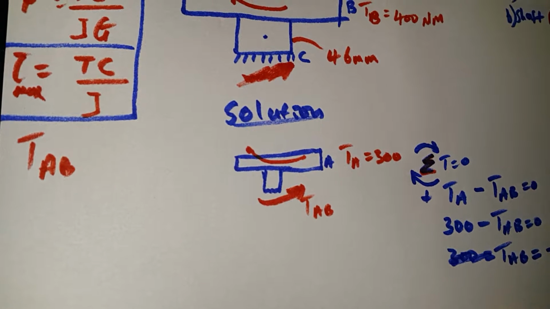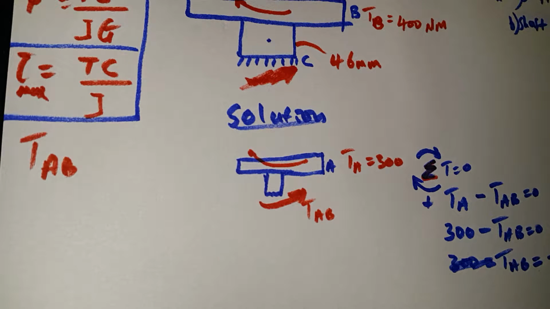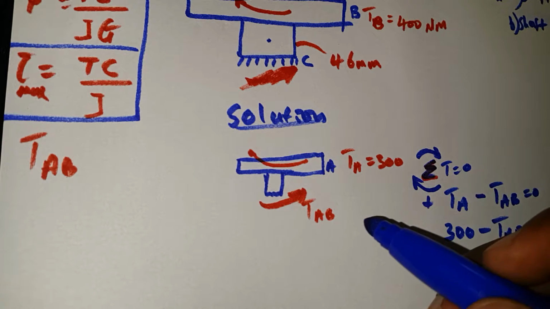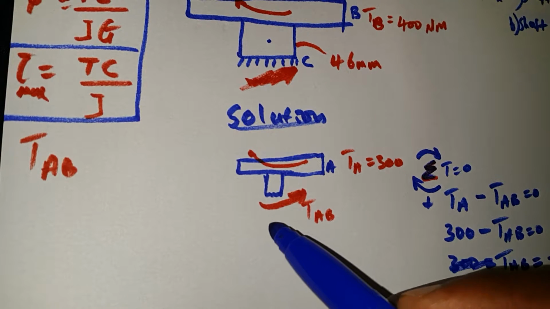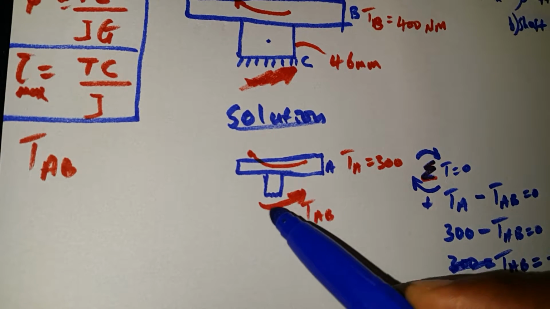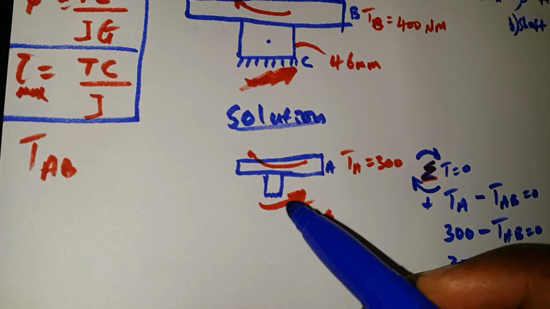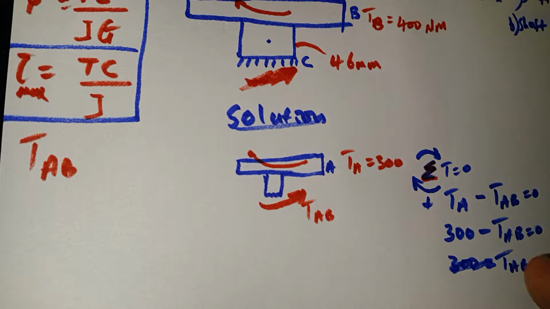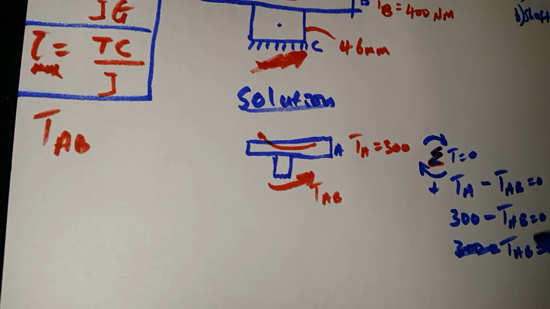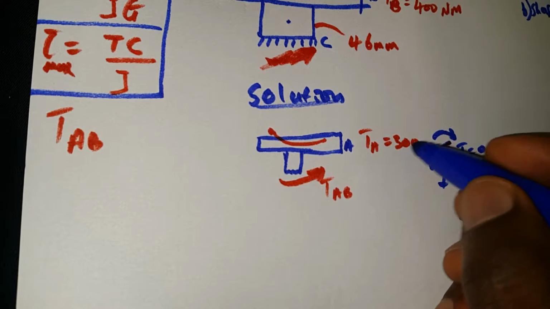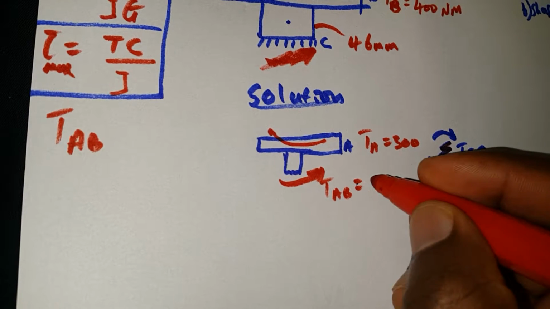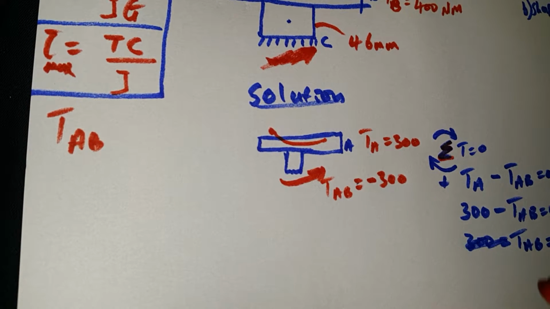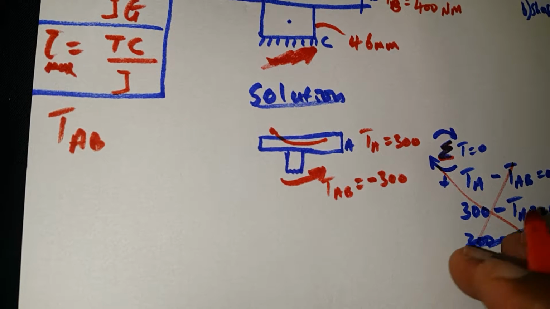Okay, so here just know that even if you don't need to solve for this, if this is positive, you have to know that this place should be negative so that it will be in equilibrium, so that the member will be statically in equilibrium. So here, since this place is 300, this TAB here should be minus 300. We don't need to solve this even.